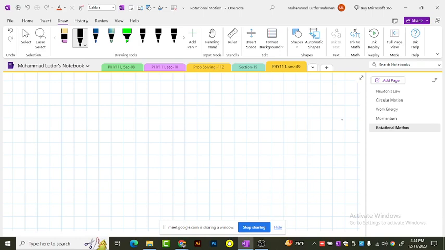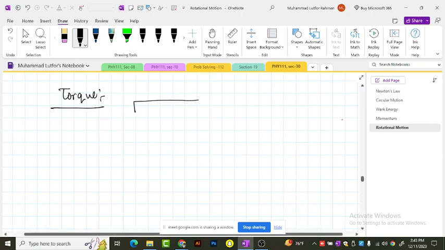All right, let's talk about another thing. So, torque. Torque is basically a twisting force we use to rotate a system. You use this torque when you open your door to go inside your room. Then you use this idea of torque. Torque is simply the twisting force you use to rotate a system.